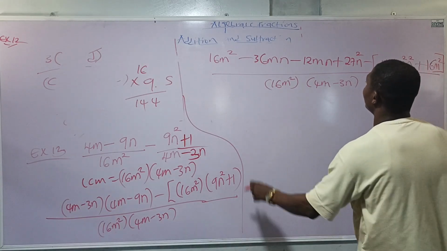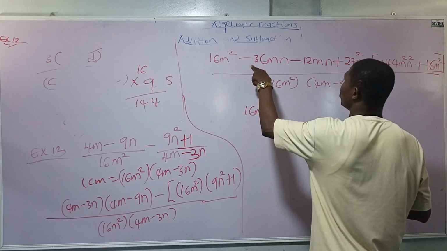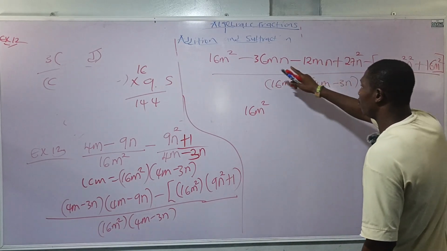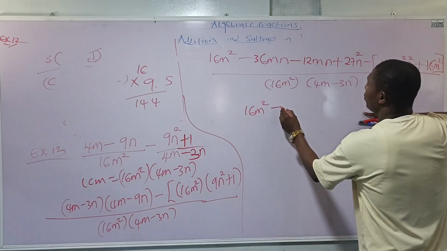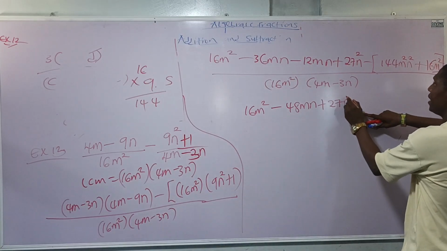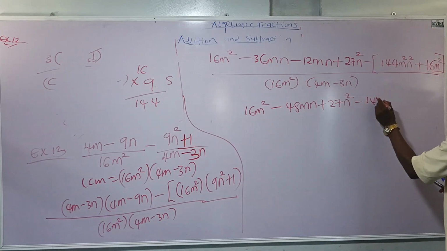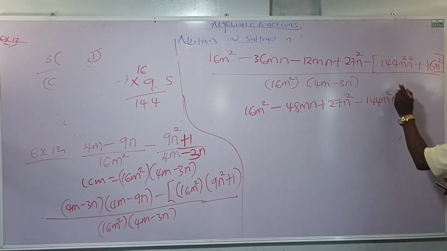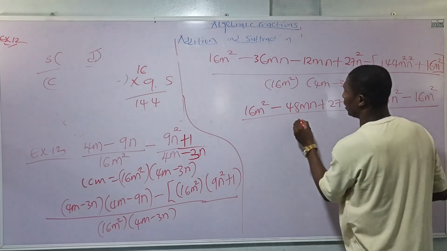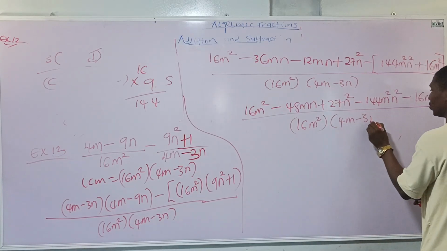Now, this remains the same, 16m square minus 36 minus 12. Since they have mn as common term, they are like terms. We have what? Minus 48mn plus 27n square minus, and invisible plus is minus. So I have 144 m square n square minus plus minus 16m square all over 16m square in bracket 4m minus what? 3n.